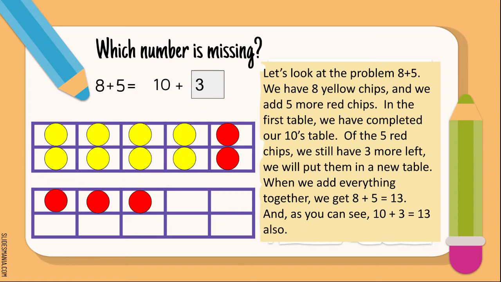Which number is missing? We have 8 plus 5 equals 10 plus 3. Let's see how we got the missing number. We have our 8 yellow chips and we add 5 red chips. Once we do that, our 10 frame is complete. We're left with 3 more chips. 10 plus 3 is 13. So 8 plus 5 is 13.